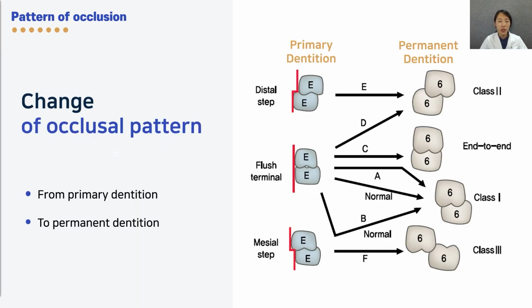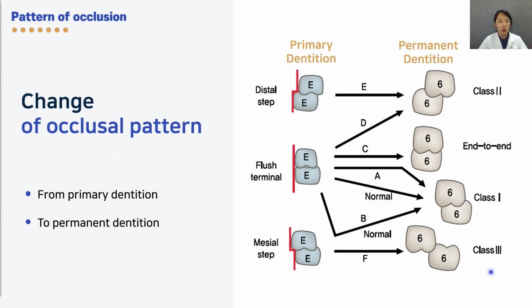Let's see the change of occlusal pattern from primary dentition to permanent dentition. If a child shows distal step terminal plane, it is unlikely that class 1 molar relationship will be achieved in permanent dentition. The presence of distal step is highly predictive of developing class 2 permanent molar relationship. Children with flush terminal plane can develop class 2 end-to-end, class 1, and class 3 relationship in permanent dentition.